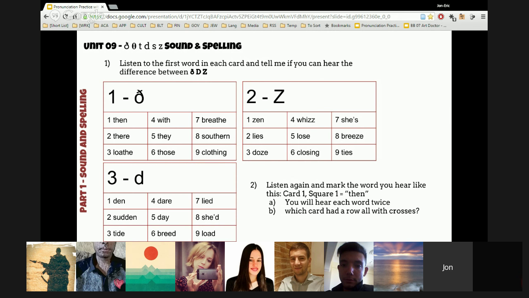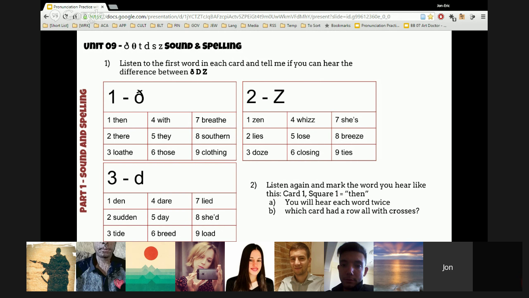First word in the second group. There. Second, she's. Third, southern. Fourth, closing. Fifth, tide. Sixth, breathe. Seventh, those. Eighth, whiz. Ninth, load. 10th, lied.